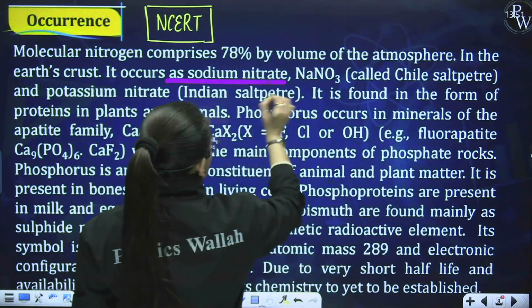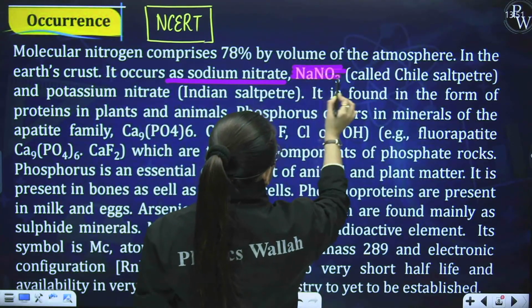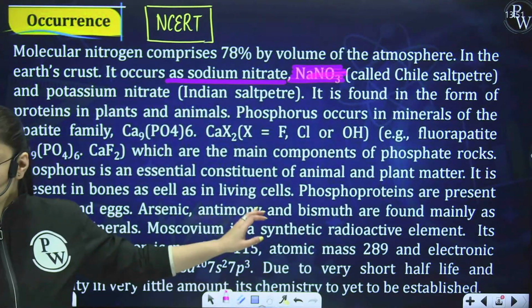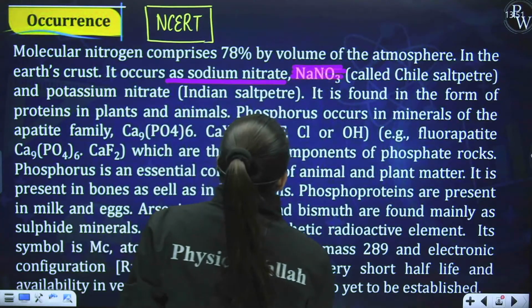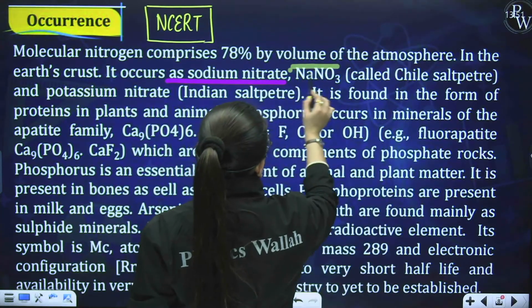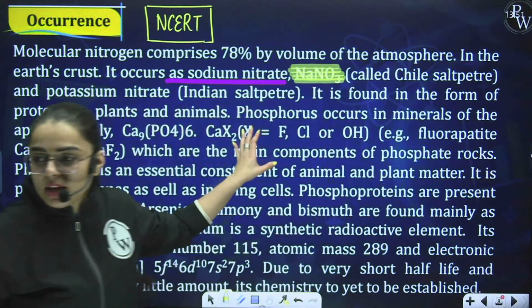It occurs as sodium nitrate, that is NaNO3. The very first one is sodium nitrate. Let me see if this color is visible to you all. Okay, I will be using a light yellow shade. So I guess now it is clear to you.